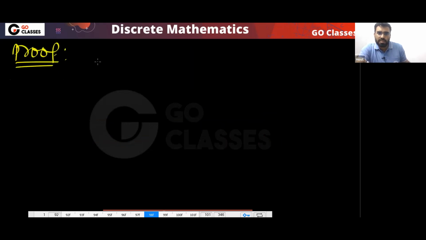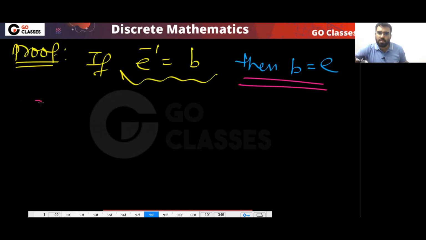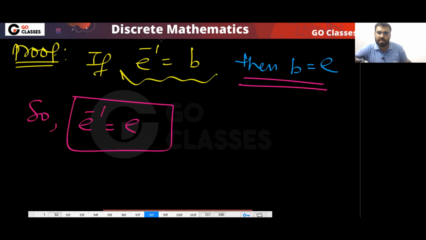let me give it to you. See, if E inverse is equal to B, this we have already seen, right? If E inverse is equal to B, then what will B be? Then B will be equal to E. We have already seen this. So E inverse will only be E, nothing else.